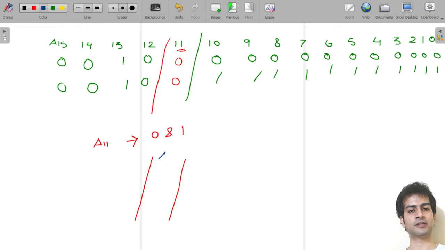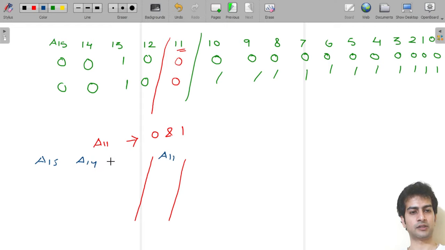Suppose here I am writing it only for A11, because the rest will all remain the same. I told you that if nothing is given for A11, then we take A11 as either 0 or 1, and we will get two different ranges for it. Let me write it again, otherwise you will get confused.